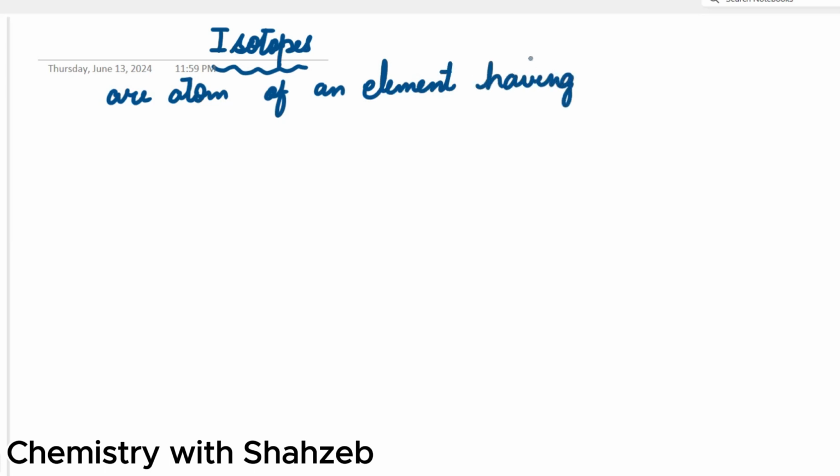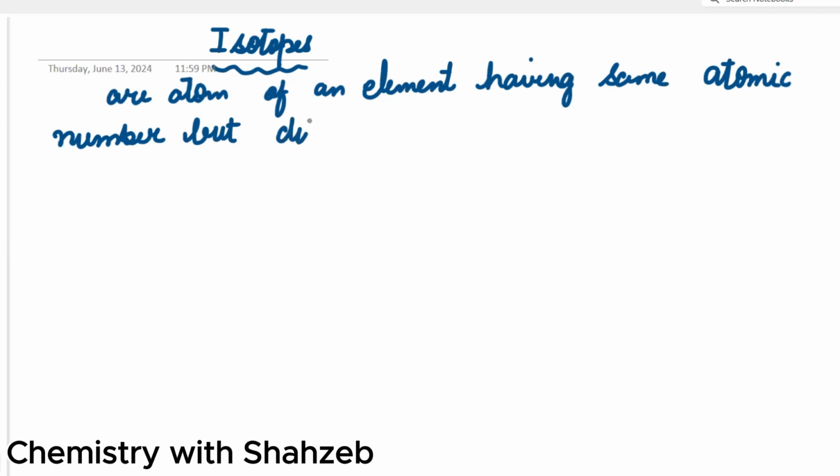So what do we mean by isotopes? Isotopes are atoms of an element having the same atomic number but different mass number.